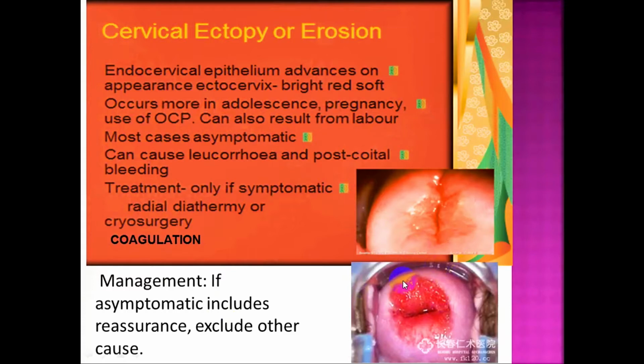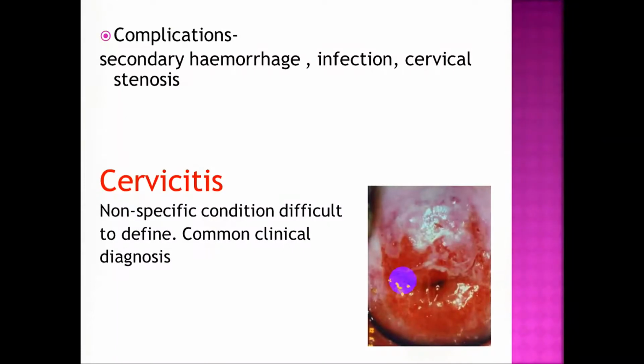Endocervical epithelium advances on the ectocervix, with a bright red, soft appearance. It occurs more in adolescence, pregnancy, and use of oral contraceptive pills, and can also result from labor. Most cases are asymptomatic, but can cause leukorrhea and postcoital bleeding, with treatment only if symptomatic: radial diathermy, cryosurgery, or coagulation. Management if asymptomatic includes reassurance and excluding other causes. Complications: secondary hemorrhage, infection, cervical stenosis.